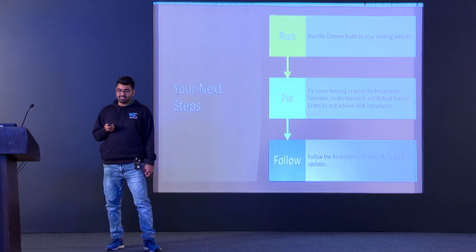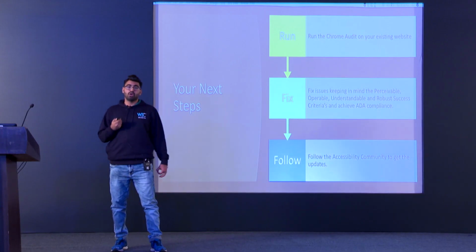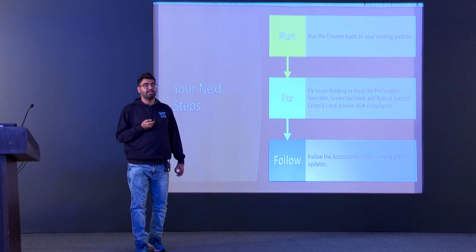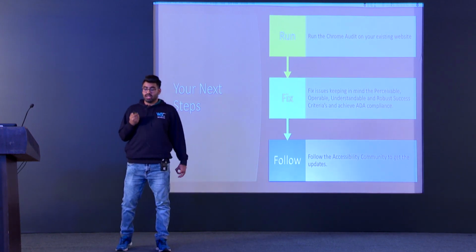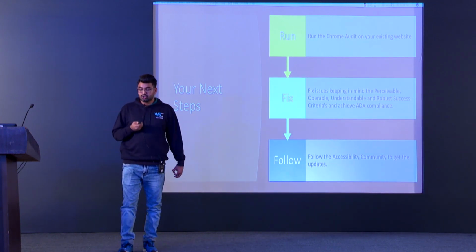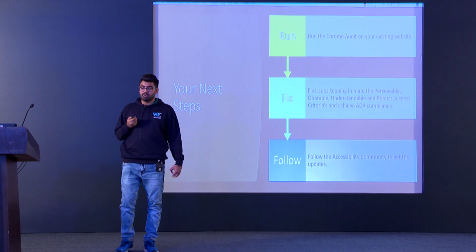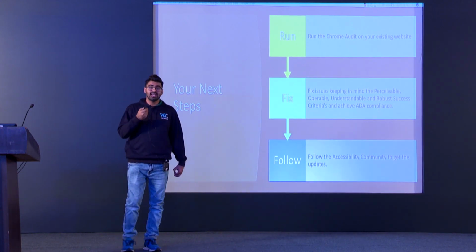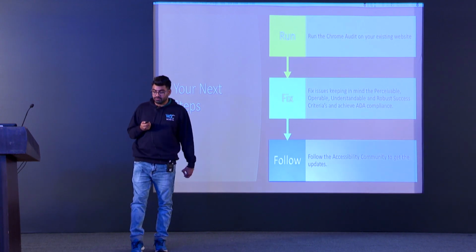So what should be your next steps? Your next step is to just go and run a Chrome audit, because that is the super easy way to check where you are. You can explore more tools which I have given in the presentation, and then you can check which tool suits you the most. You can integrate an automated test with Tenon.io. Then whenever you deploy your application, it goes through the accessibility test and can give you a glimpse of where you are lacking. You can fix issues by following the rules of perceivable, operable, understandable, and robust success criteria, and can finally achieve ADA compliance.